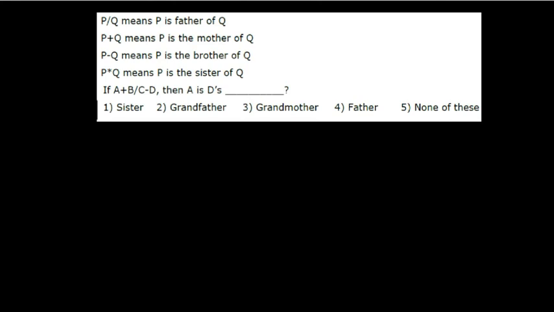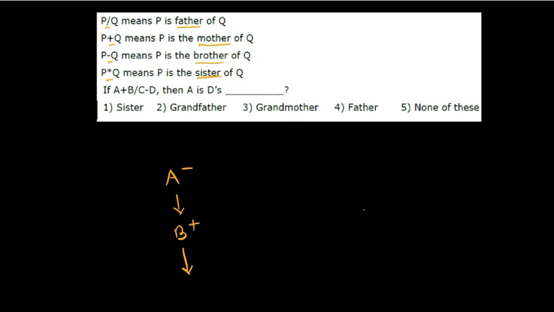Now let's move to the next type of question in which the symbols are given and you have to decode the symbols and answer the questions. In this particular type of problem, symbols are given and the relationships are defined by these symbols. For example, slash is the symbol for the father, plus is the symbol for mother, minus is the symbol for brother and star is the symbol for sister. So here is plus, and plus is the symbol for mother. So A is mother of B. Now next, slash is the symbol for father, so B is father of C.